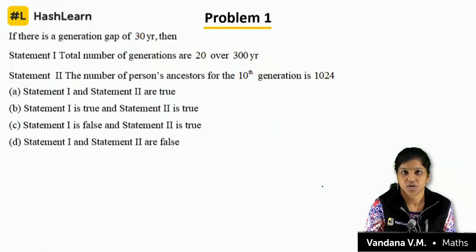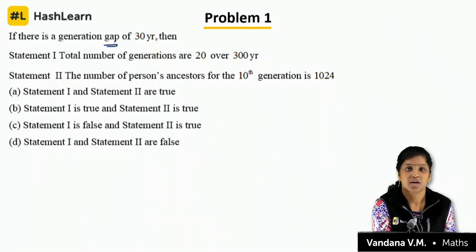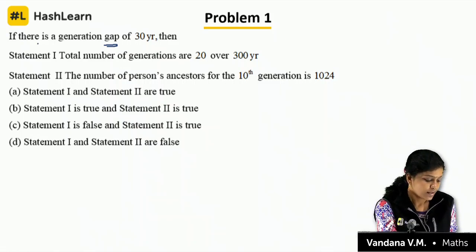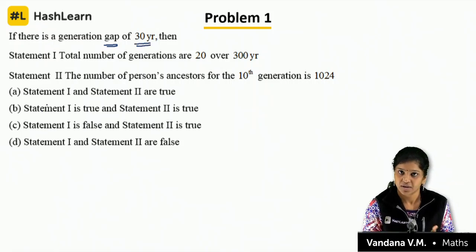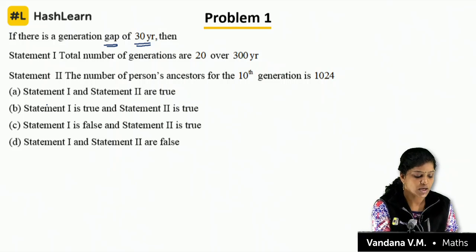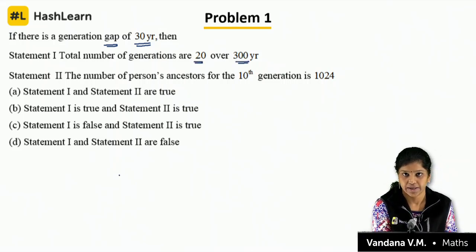So this problem was the previous class problem. That time this word 'gap' was not there, so I took the same problem once again. I told you people I will discuss this problem in the coming class. This is the problem. There is a generation gap of 30 years. They gave the information that the total number of generations is 20 over 300 years.